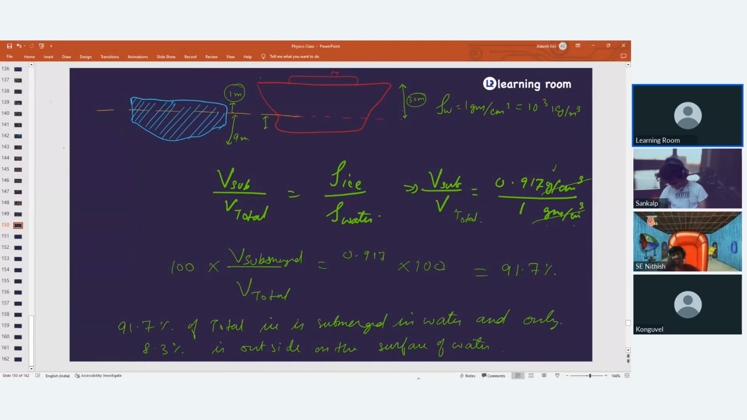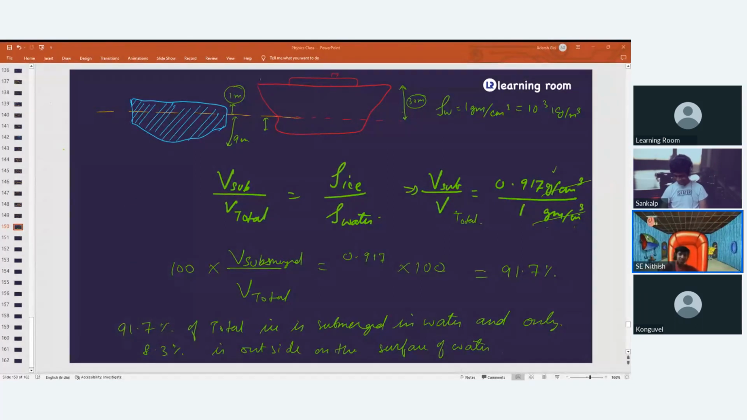So, did you understand this part? Yes, sir. And with this we end the chapter. You just have to read some topics like what are the uses of flotation. Okay, so you can see that you have a topic about flotation in the human body.